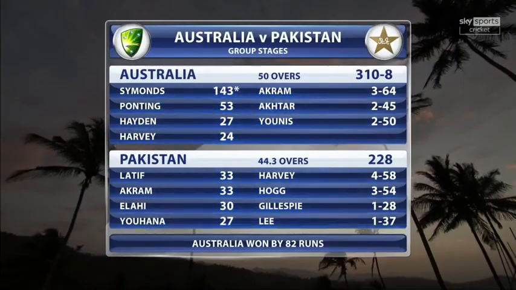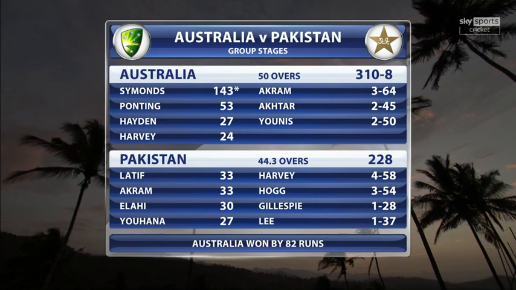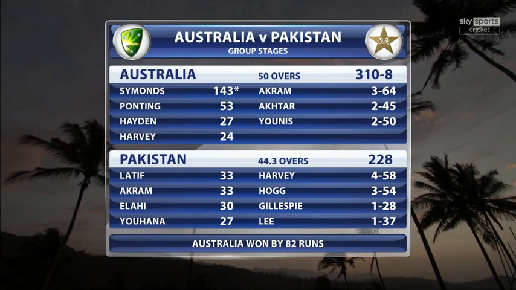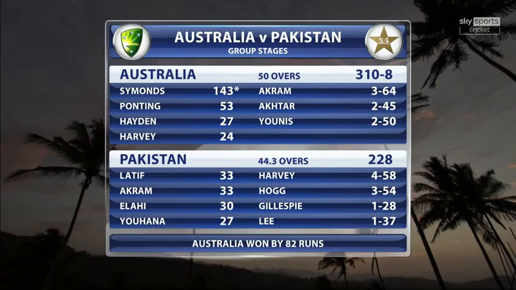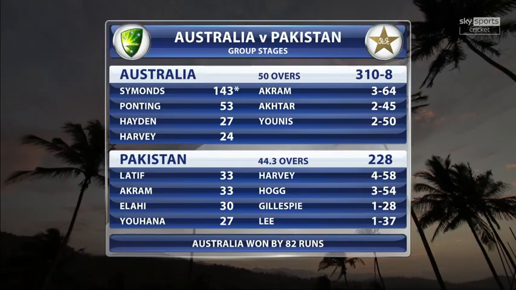Well, Pakistan never really came close, in all honesty. The standout performances came from Ian Harvey and Shane Warne's replacement Brad Hogg. They took 7 wickets between them as Australia ran out comfortable winners. The Aussies would go on to win the tournament, beating India in the final.